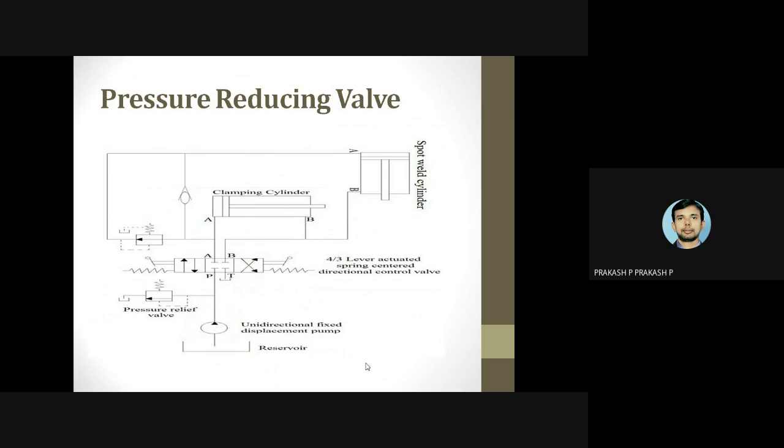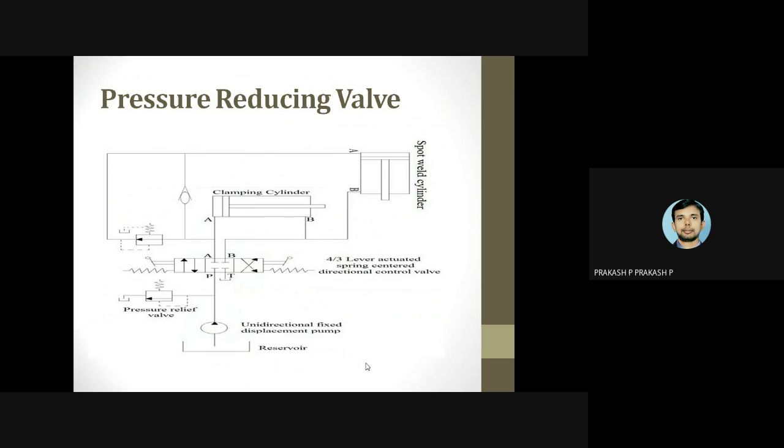Now see how the spot welding cylinder extends. There are two valves placed: one is the pressure reducing valve, the second is the check valve. During extension of the spot weld cylinder, the fluid flows only through the pressure reducing valve, not through the check valve. The check valve does not allow that fluid flow. The main function of a check valve is that it allows fluid flow in one direction only. So during extension the fluid flows through the pressure reducing valve, and the spot weld cylinder extends. The oil at the rod end of the cylinder is stored directly into the tank.